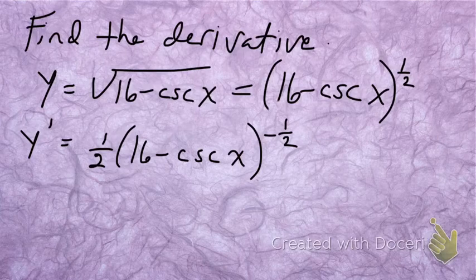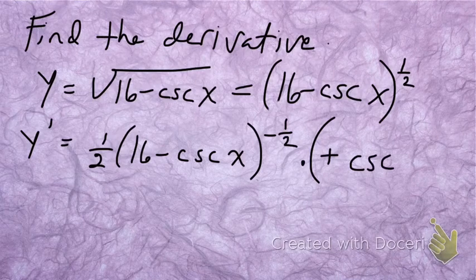Now on the inside we have 16, and the derivative of 16 is just 0. We don't need to write that. But the derivative of cosecant is a negative cosecant cotangent. But there's also a negative right here. So we're going to have a double negative. That's going to turn it positive. And the derivative of that cosecant is cosecant cotangent.